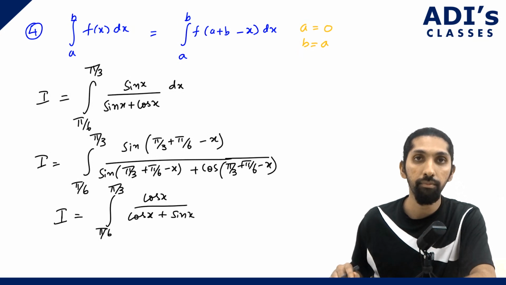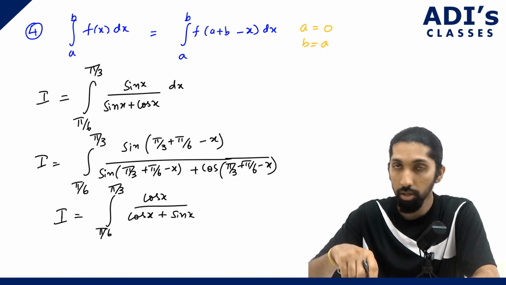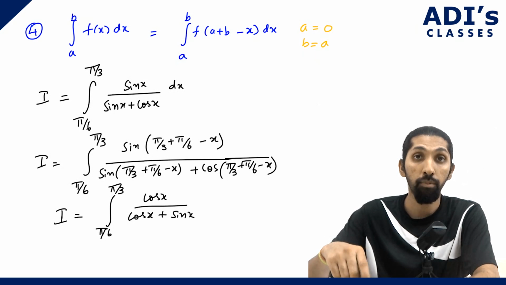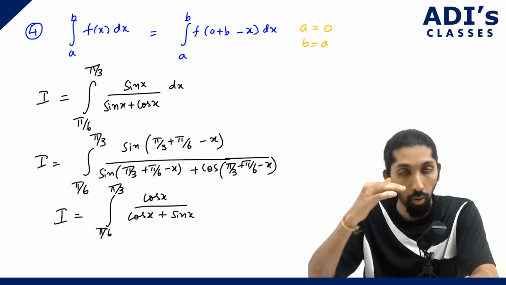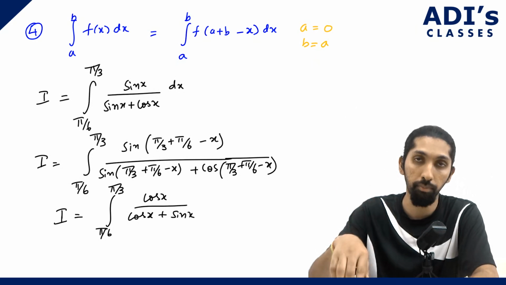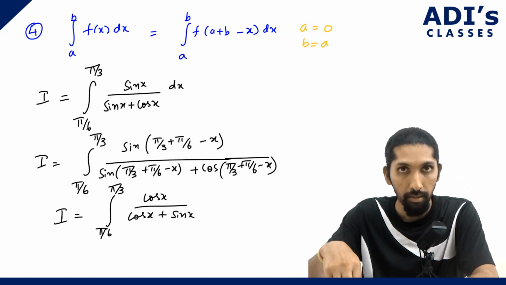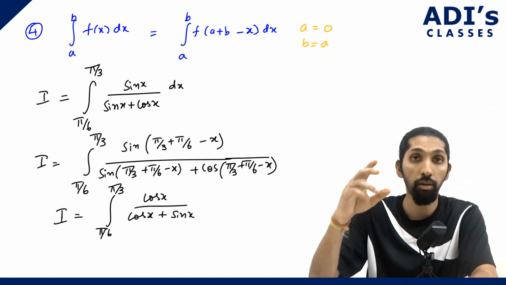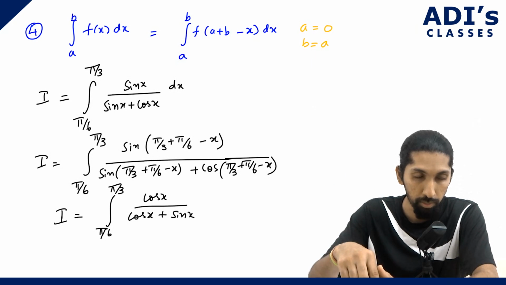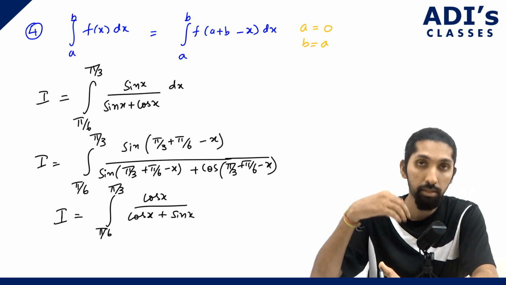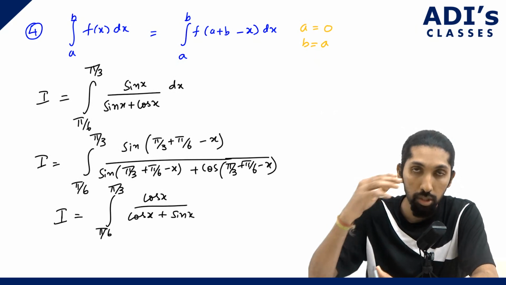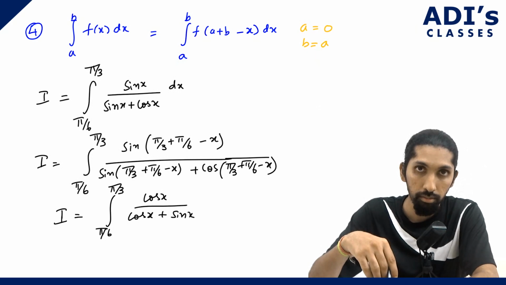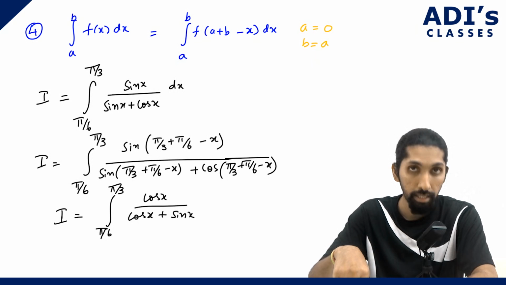Now we can add and we can simplify. Again, I'm not solving the whole thing. I'm just showing you an example of how we apply this property in the problem. Make sense? So whenever you have these kinds of problems where you have both upper and lower limits, you can apply this particular formula and you can solve it. Understood? Now, let's go for the next property.